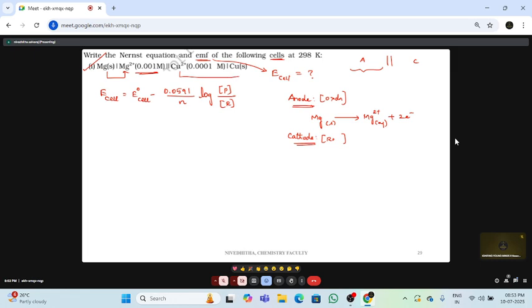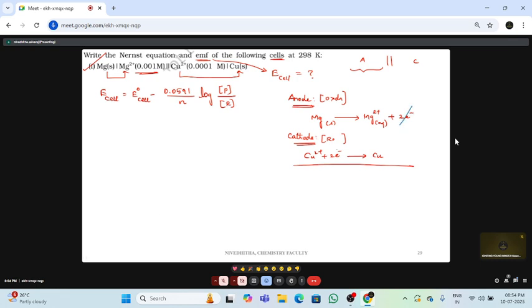Their copper 2 plus is getting converted into copper. So copper 2 plus has to gain 2 electrons to get converted into copper. So this is the anode reaction and this is the cathode reaction, and we have to add both the reactions. To add those reactions, we have to cancel the common terms. Here only the number of electrons are common.